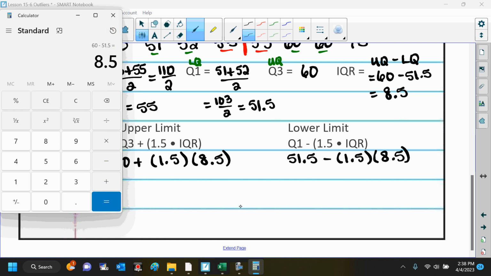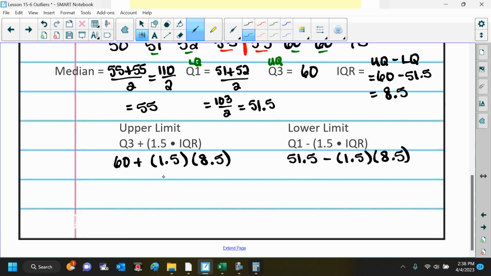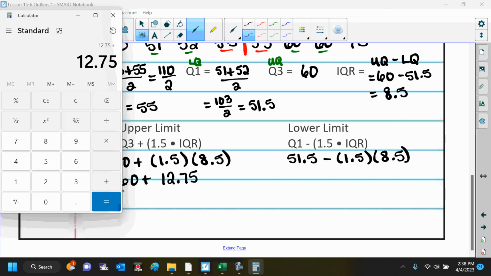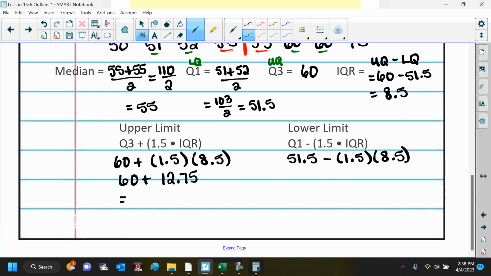So we've got 1.5 times 8.5, that's going to give us 12.75. So we want to add that to 60. So plus 60, and that's going to give us 72.75. And this, you guys, is our upper limit.